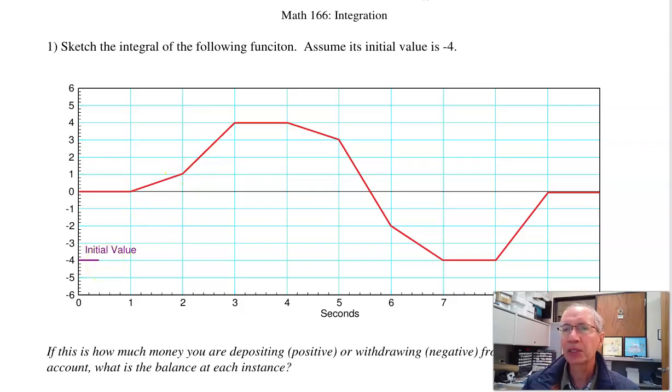Think about this like your checking account. If I start out with -$4 in my bank account, the bank is really good. It will remember that you still have -$4 if you do nothing. So I just keep on going at -4. If I add money, the balance goes up. The amount I add is the area under the curve.